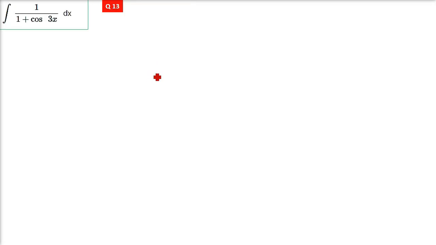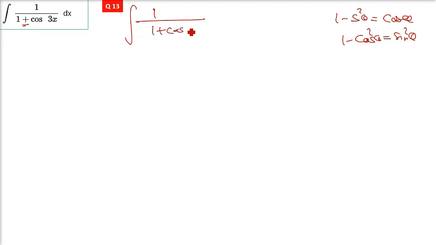1 by 1 plus cos 3x. So 1 plus cos whatever it is, the formula remains the same. 1 minus sin square theta is cos square theta. 1 minus cos square theta is sin square theta. So 1 plus cos 3 theta is what? Multiply both numerator and denominator by 1 minus cos theta. So 1 minus cos theta we have multiplied, and 1 minus cos theta will come in the numerator.